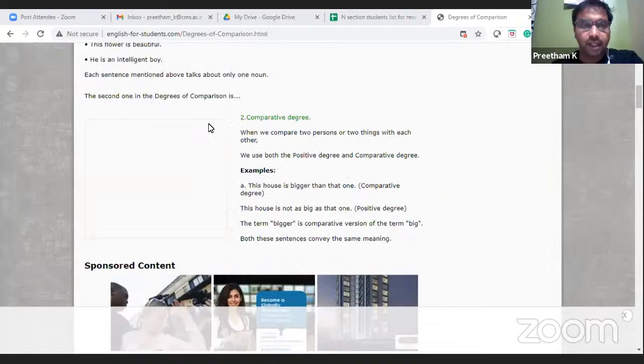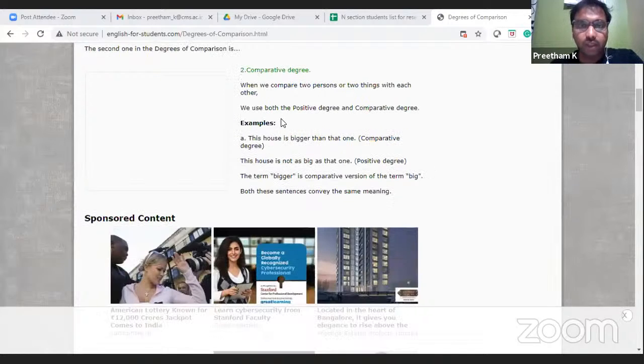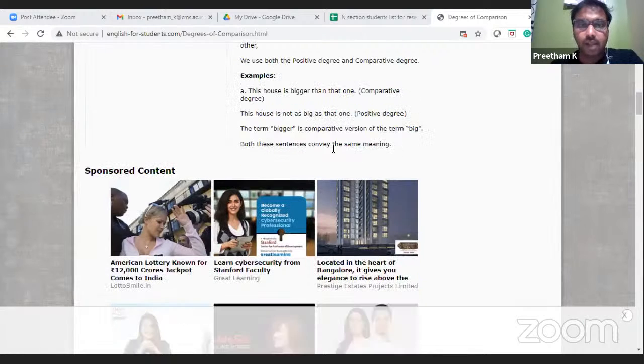The second one in the degrees of comparison is comparative degree. When we compare two persons or two things with each other, we use both the positive degree and the comparative degree. This house is bigger than that one. See, there are only two that are considered: this house and that house. How will you make it superlative? You say this house is the biggest in this lane or in this street. When there are more than two houses, you use a superlative degree. When there are two, you use comparative.